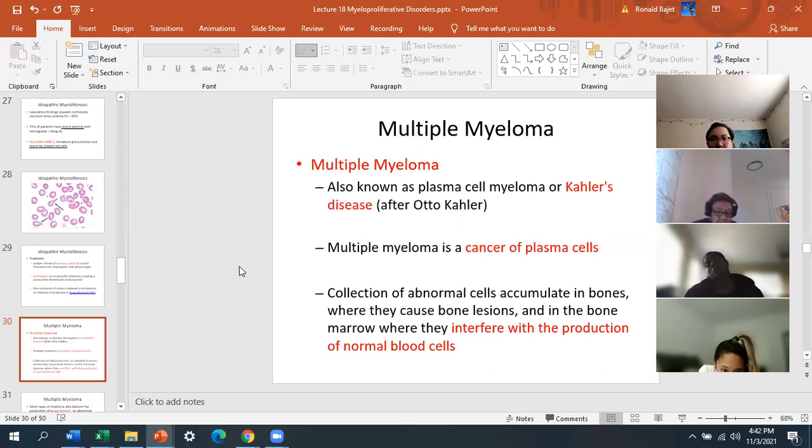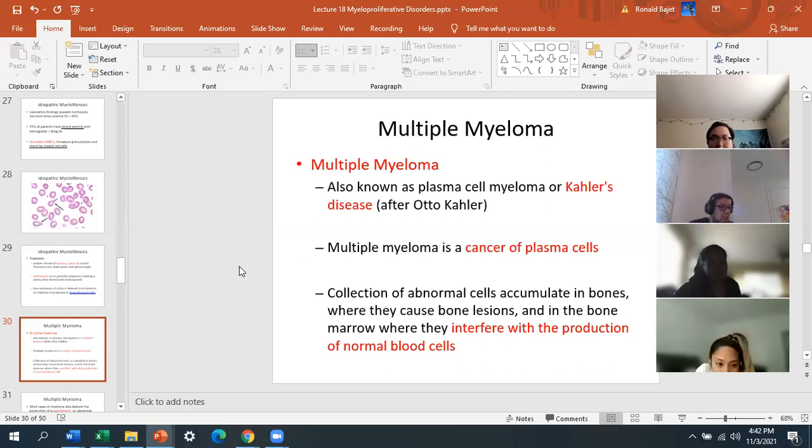Another name for multiple myeloma is Kahler's disease, named after Otto Kahler. He must have been a scientist. Make sure you know diseases that have names like Naegeli syndrome, Kahler's disease, or Schilling's disease. Those alternate names I want you to know, and you'll see them in the mega matching exercise that I'm going to give you. Multiple myeloma is a cancer of plasma cells.